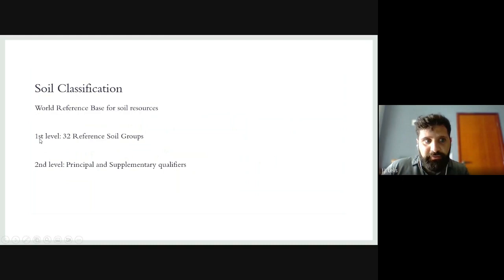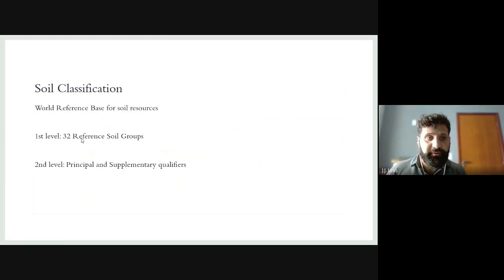We have only two levels. The first level is about the reference soil groups, and these reference soil groups are related to the diagnostic horizons that we saw in the last classes. So we have 32 reference soil groups, and each one has specific diagnostic horizons, diagnostic properties, diagnostic materials, which we can also just call diagnostics. And each one has these specific characteristics that we can see in the field.